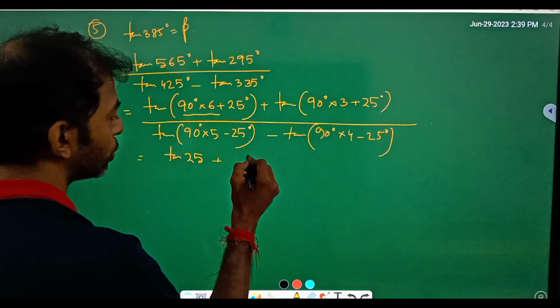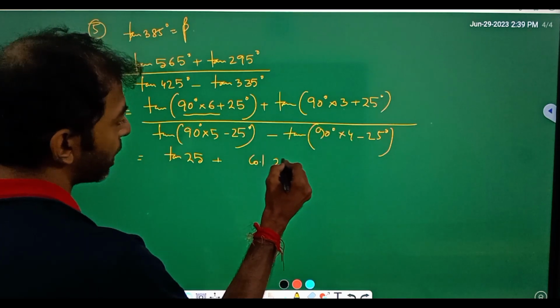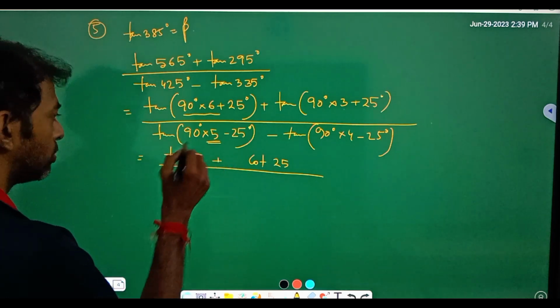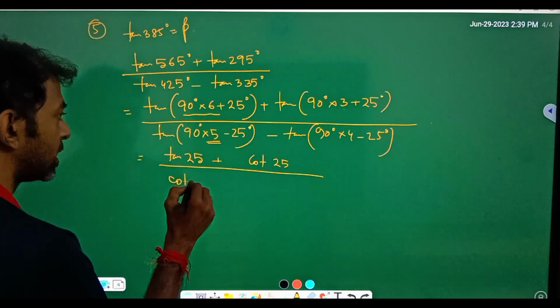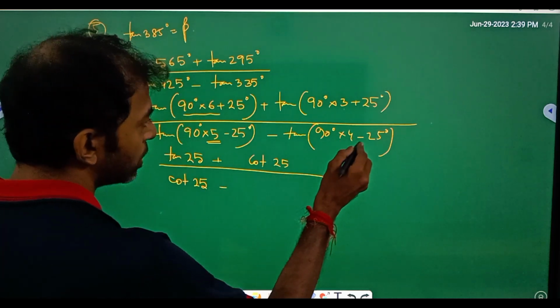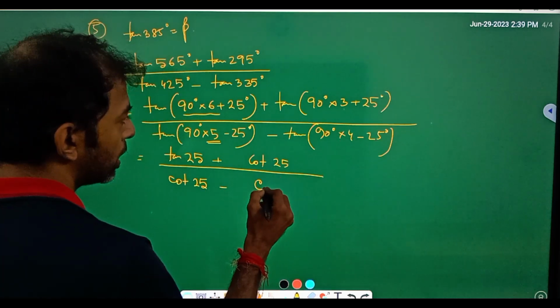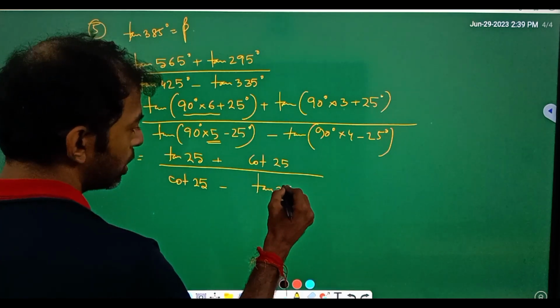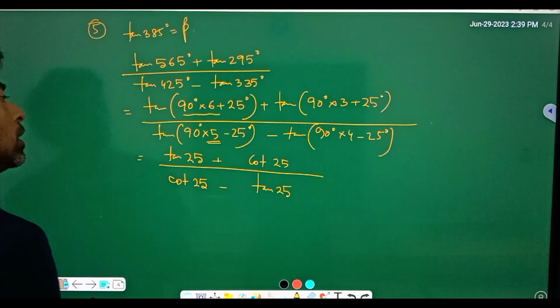Here this one's going to change, and that will be cot 25. Okay, no problem. 90 into 5 means an odd multiple, so that's going to change here, cot 25. And in case of this one, tan of 90 into 4 minus 25, that's going to be tan 25 degree. Now what will be the signs here?